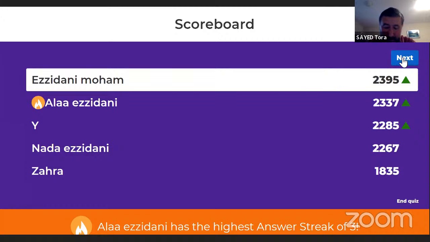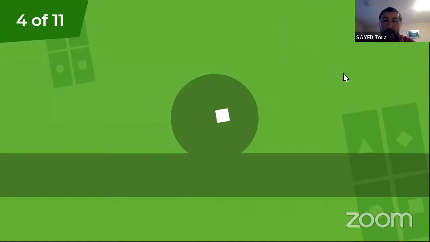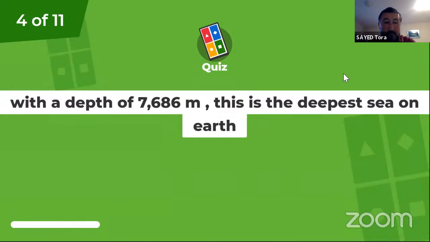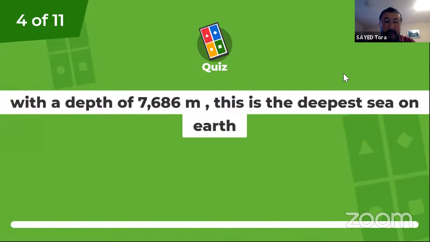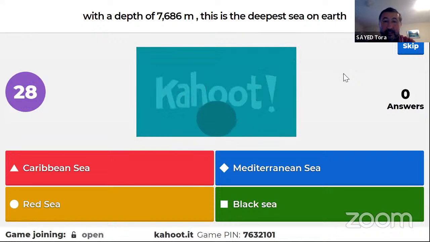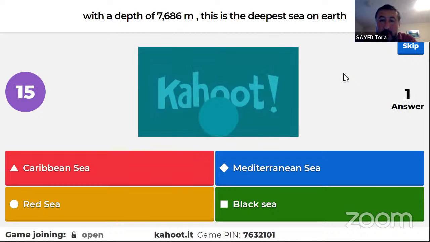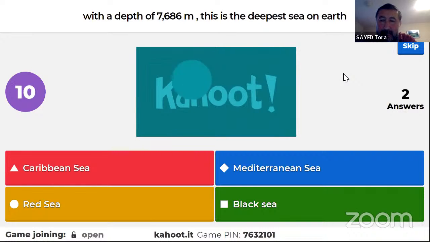Okay, our next question. Question number four. With a depth of 7,686, this is the deepest sea on Earth. The Caribbean Sea, the Mediterranean Sea, the Red Sea, or the Black Sea. So the question basically is, which sea is the deepest sea on Earth? It's one answer only, by the way, not multiple answers. The Caribbean Sea, the Mediterranean Sea, the Red Sea, or the Black Sea?